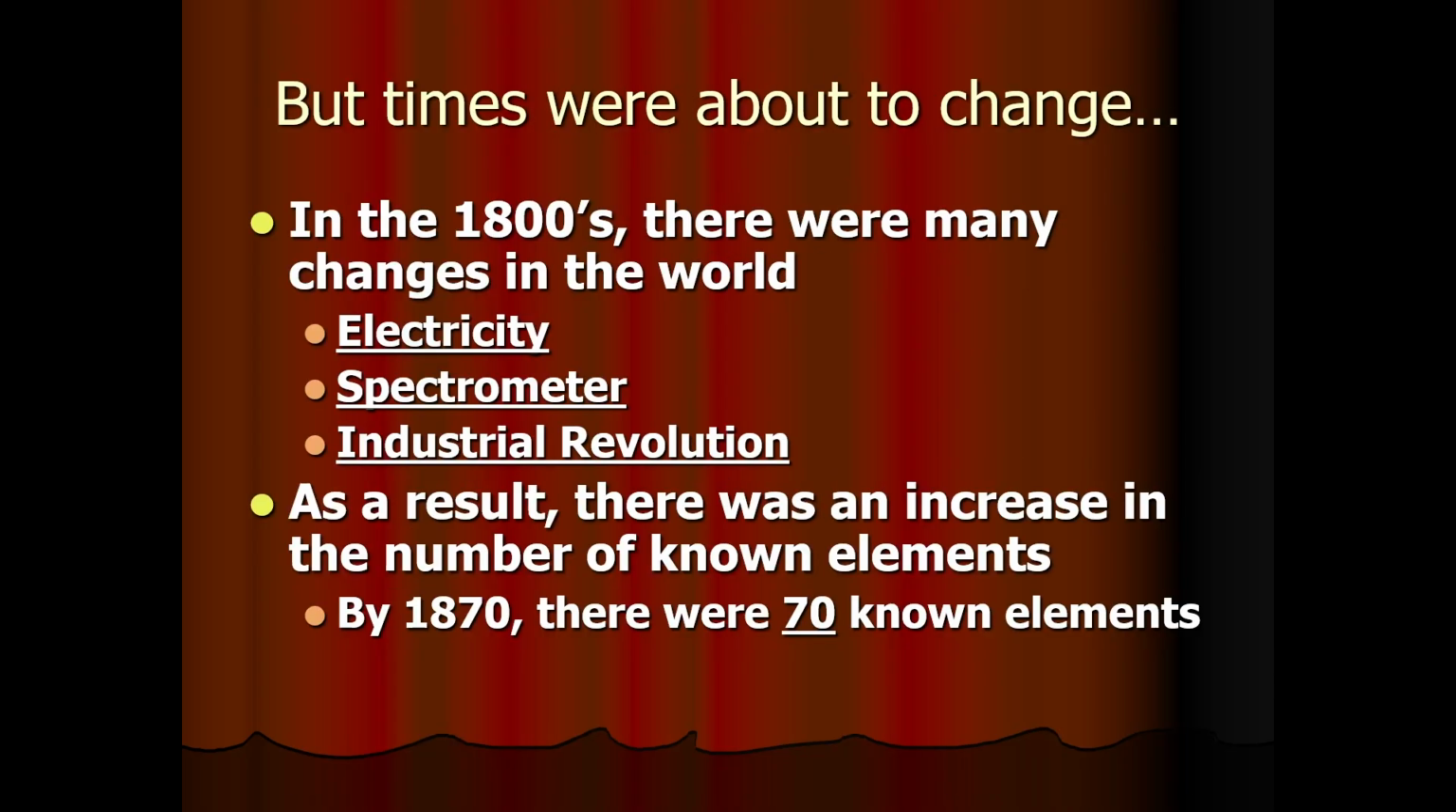By the 1800s, there were many changes that occurred in the world. The first practical use of electricity was being explored. The invention of the spectrometer had revolutionized science, and all of this was the result of the Industrial Revolution. In the world of chemistry, there was an increase in the number of known elements, and by 1870, scientists had now identified 70 of them.